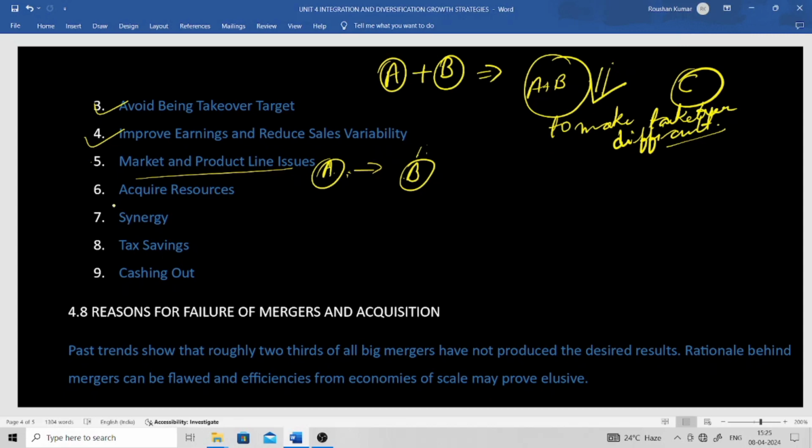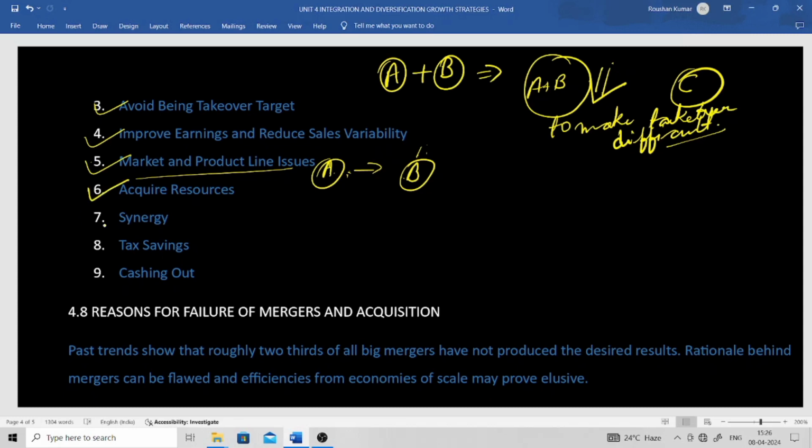Then you have the sixth one, acquire resources, to combine the resources of two firms. These may be tangible resources such as plant and equipment, or intangible resources such as trade secrets, patents, copyrights, leases, and management and technical skills of the target company's employees, etc. So that is about acquired resources.